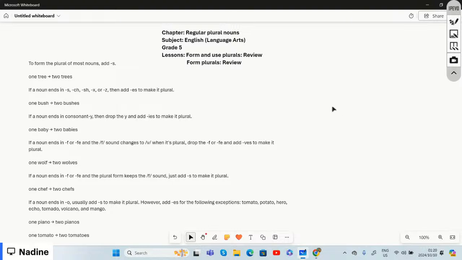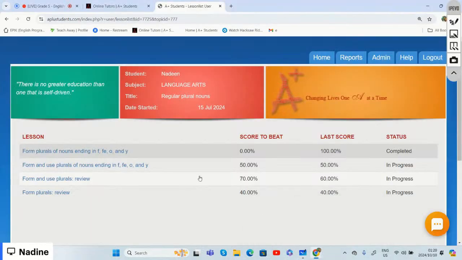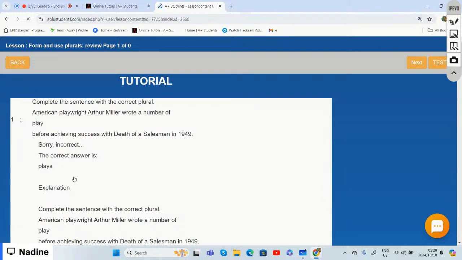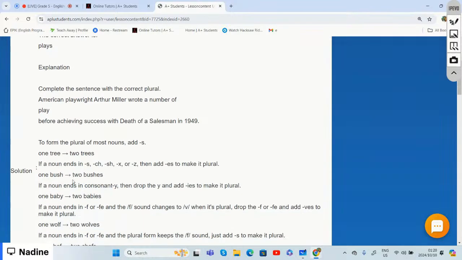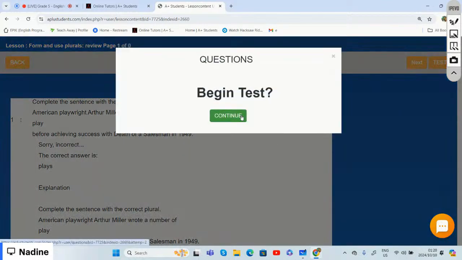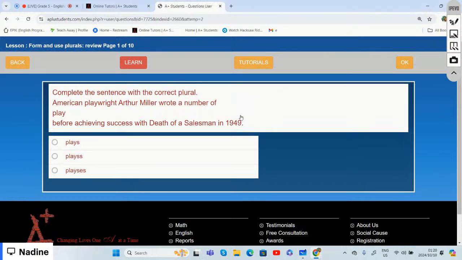All right, so we're going to aplusstudents.ca and we're going to form and use plurals review. All right, so we're going to our test where we are going to form and use plurals.